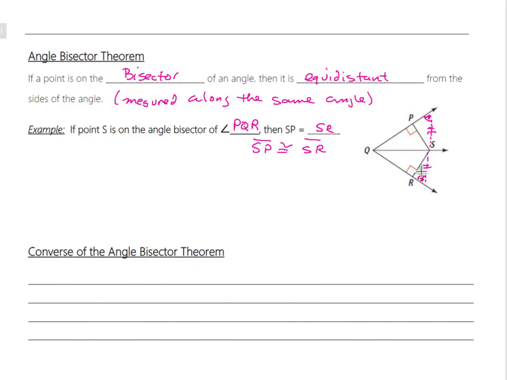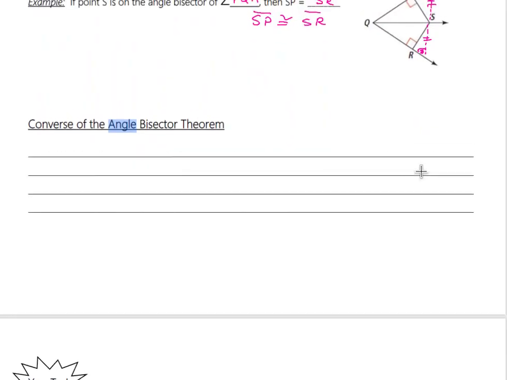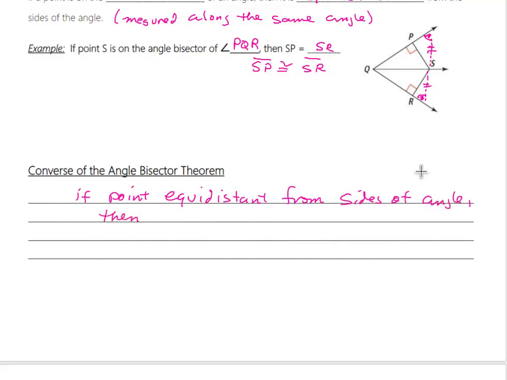Now the converse of the angle bisector theorem is, if a point is equidistant from the sides of an angle, then it lies on the angle bisector.